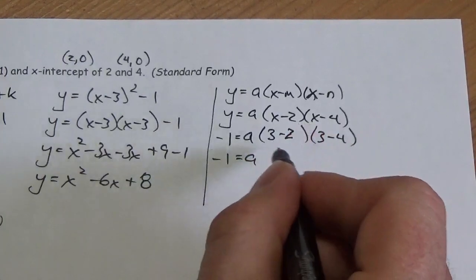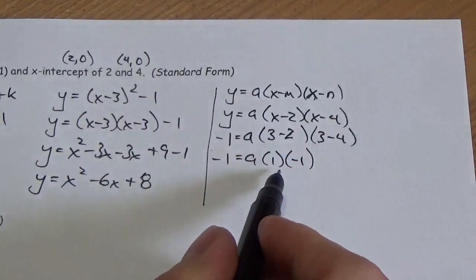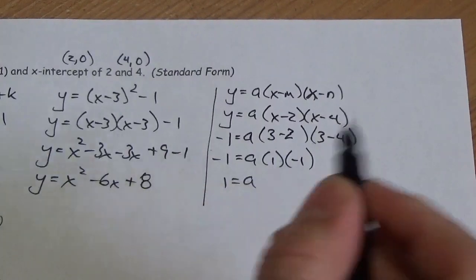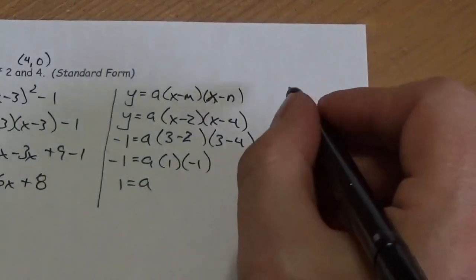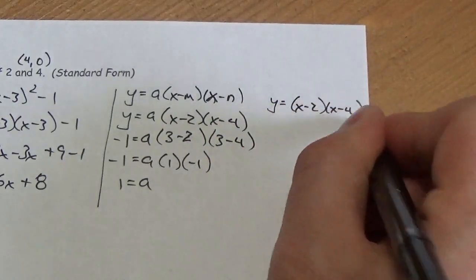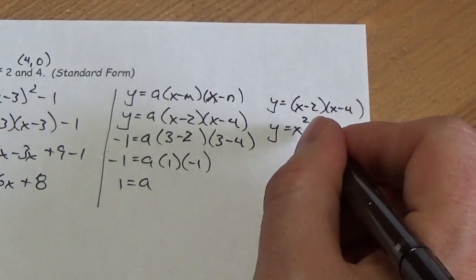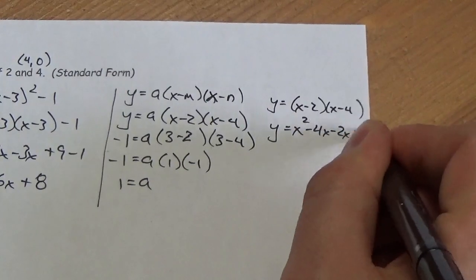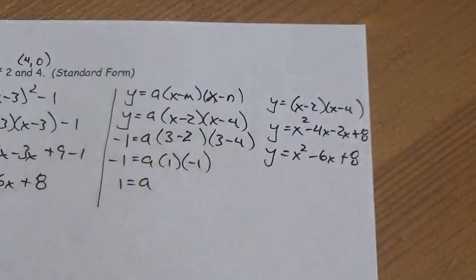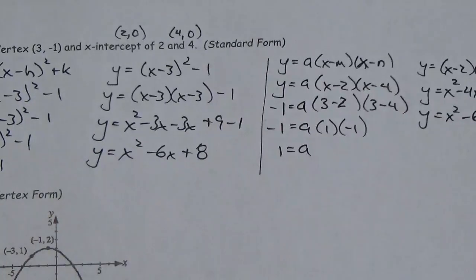And so now, what do we got here? 3 minus 2 is 1. 3 minus 4 is negative 1. 1 times negative 1 is negative 1. And when you divide, we'll get that once again, a is equal to 1. So now I can write that y is equal to 1 times x minus 2, x minus 4. And when you expand that out, I'll get x squared minus 4x minus 2x plus 8. Or y is equal to x squared minus 6x plus 8. It's the exact same equation regardless of which direction I go. So just to let you know that you got some options there.